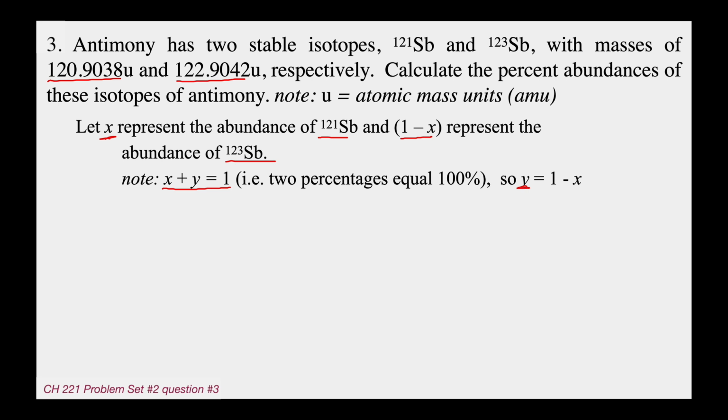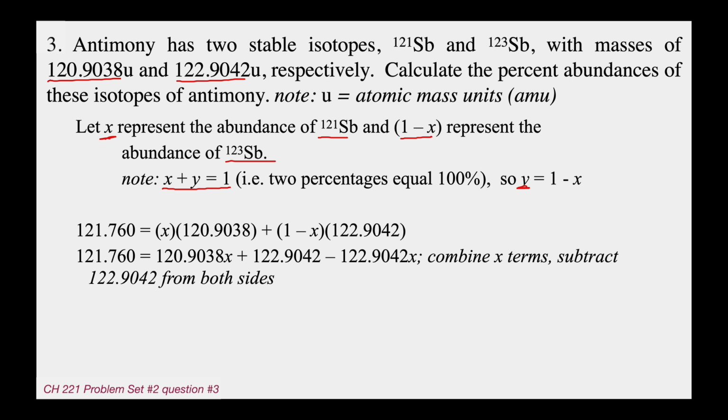Okay, so remembering that, and also looking on the periodic table and seeing that antimony is number 51 and about 121.76 or so, you can set up something that looks like this. So let's break this down. 121.760 is the atomic mass on the periodic table for antimony. It's the value that I see with my periodic table.